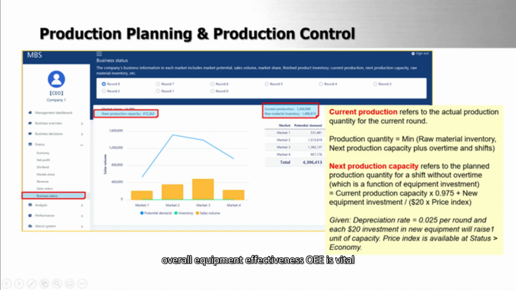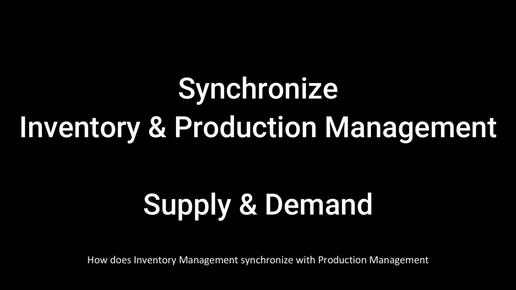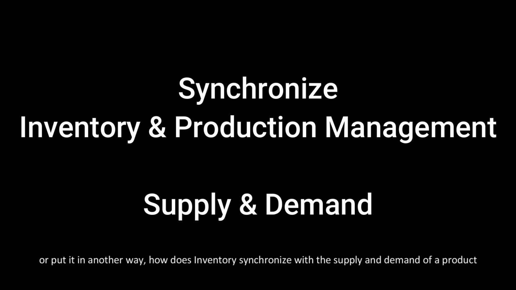Because of this, overall equipment effectiveness is vital. How does inventory management synchronize with production management? Or, put it in another way, how does inventory synchronize with the supply and demand of a product?